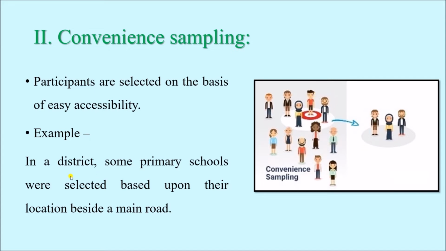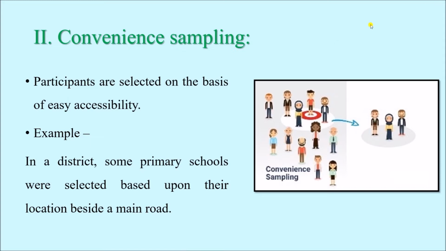So this is an example here. In a district, some primary schools were selected based upon their location beside the main road. Suppose you are visiting a district and doing certain research on school students. When you are going through the highway or main road, you can select schools which are just beside the main road. You do not have to go into the interior of the district. Since you are selecting these schools based on your convenience because of easy accessibility, this can be considered convenience sampling.